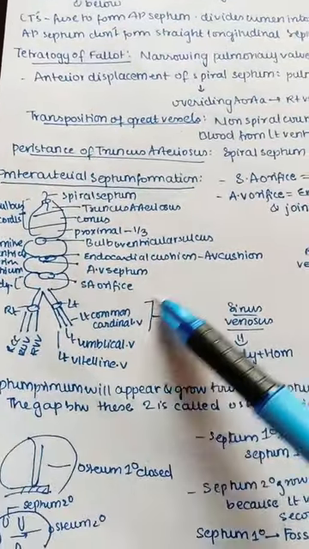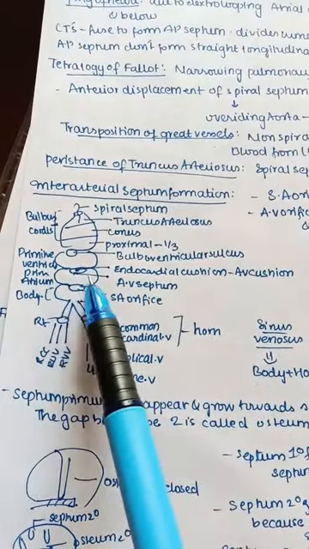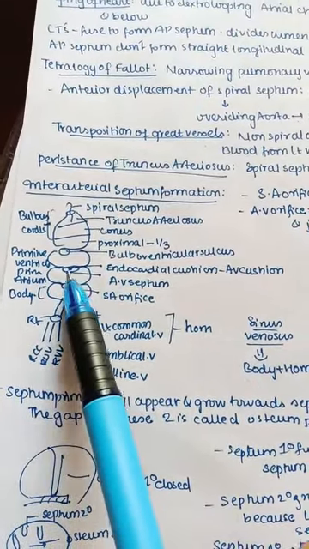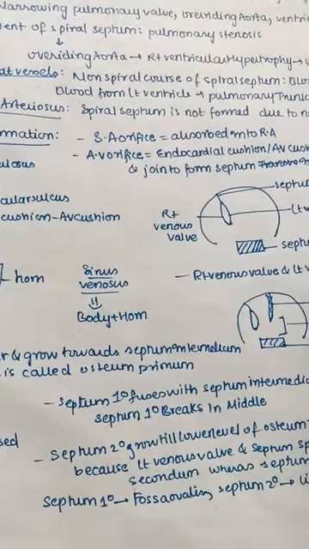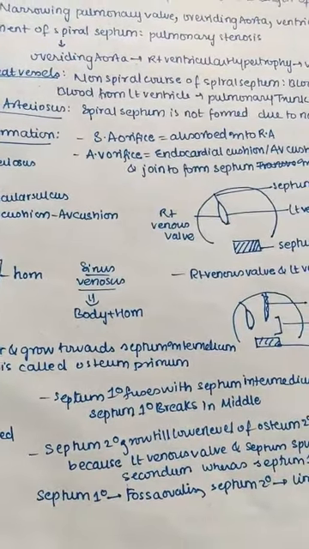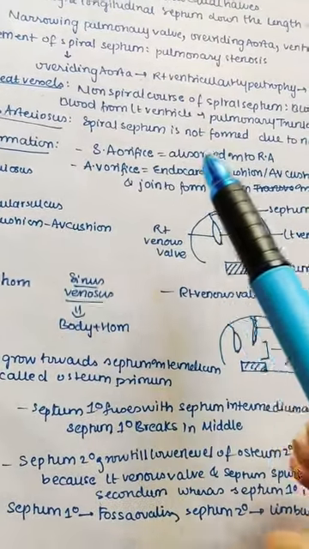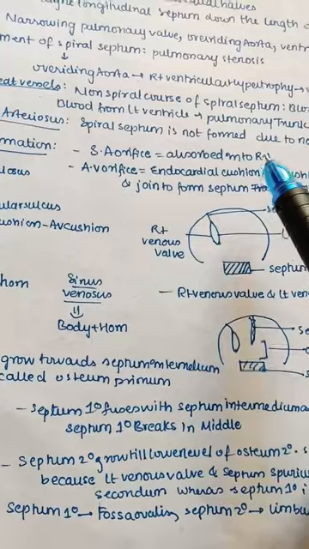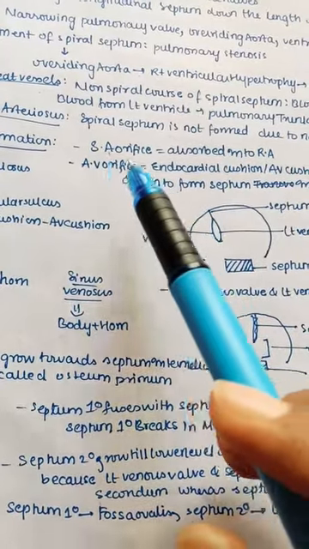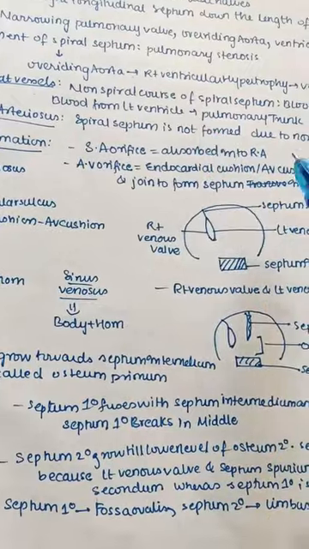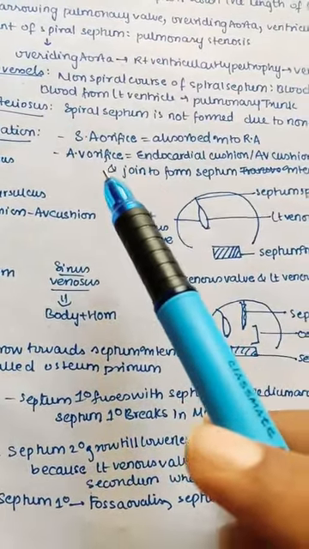Now let us see the interatrial septum formation, that is between two atria. Here we said that primitive atrium forms left atrium, right atrium. So between them, how an interatrial septum forms, let us understand. So first we have the SA orifice. SA orifice is nothing but sinoatrial orifice, which is also absorbed into right atrium. If you remember, our right horn, our body of sinus venosus, and also now the SA orifice is also absorbed into the right atrium. So AV orifice. AV orifice means atrioventricular orifice.